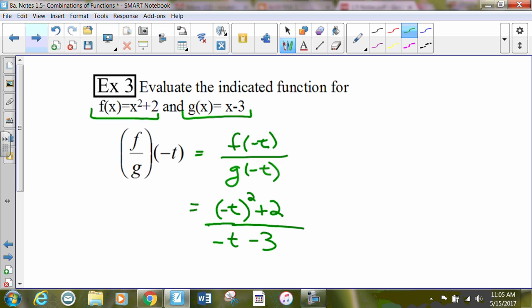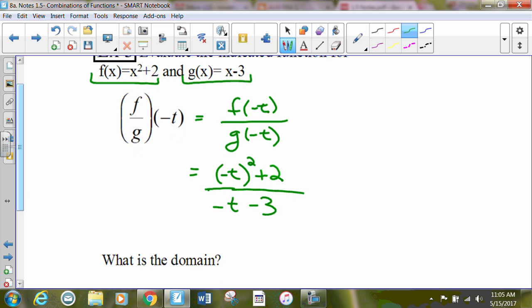And then I'm going to simplify the top, and I'll have what? t squared plus 2 all over negative t minus 3. Nothing cancels out. That's right. Nothing cancels out. Whatever addition or subtraction bring together, let nobody tear apart.